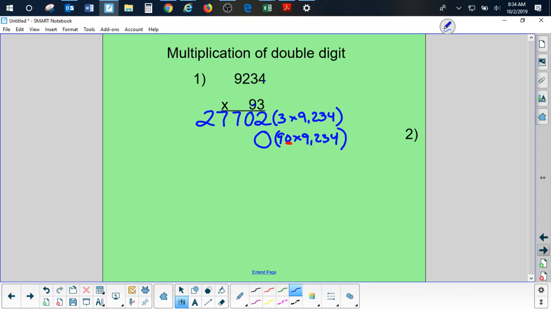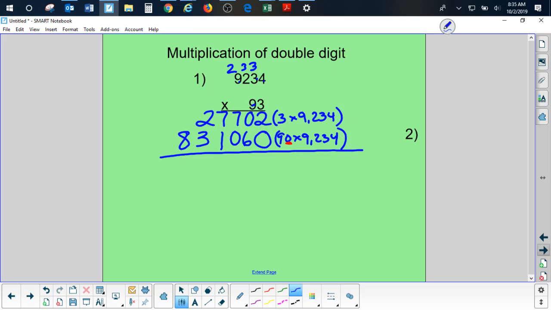9 times 4 is 36. Put down my 6, regroup my 3. 9 times 3 is 27. 27 plus 3 is 30. Put down my 0, regroup my 3. 9 times 2 is 18. 18 plus 3 is 21. Put down my 1, regroup my 2. And then 9 times 9 is 81. 81 plus 2 is 83.